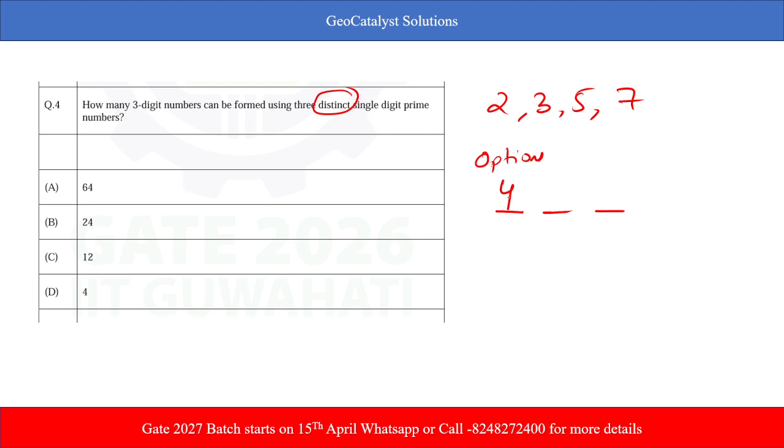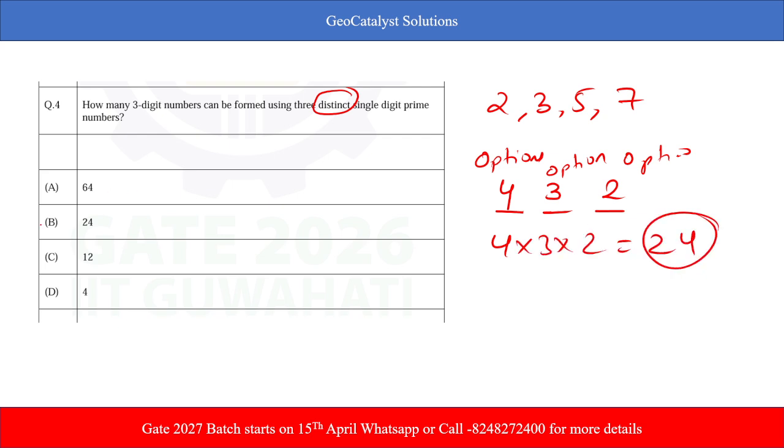So one we have taken in this. So now how many options? So three options for this number, and for this two. So how many numbers can be formed? 4 into 3 into 2. That will be 24. So 24 is the correct answer here.